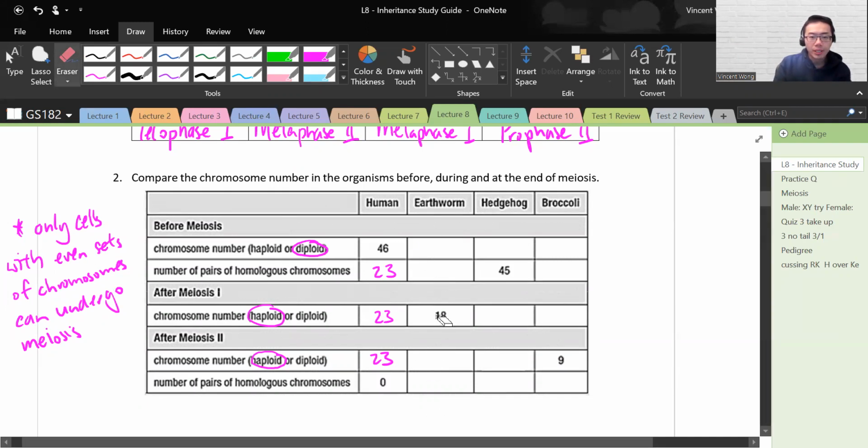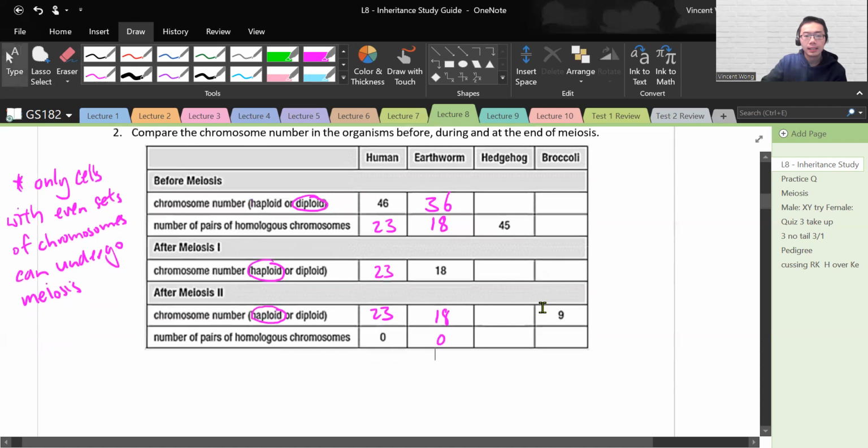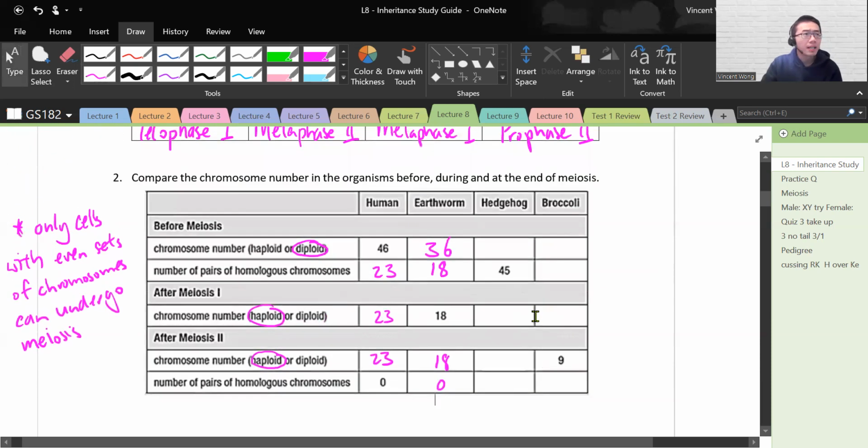I'm just going to do one more example here. The earthworm has 18 after meiosis 1. That means originally it would have 18 pairs of homologous chromosomes, and then it would be 36 chromosomes in the diploid cell. And then 18 and 18. Basically, the first number, if you divide it by 2, then you get all the other ones. I hope that makes sense. Anybody have any questions? All right, moving on.